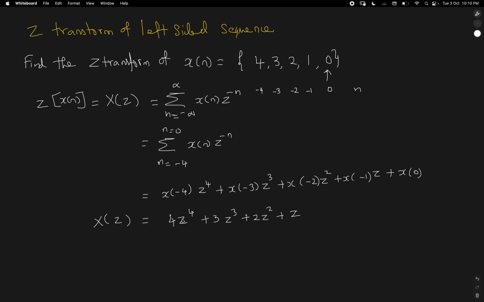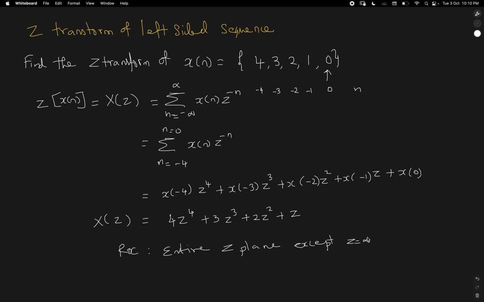Then the next part is we have to define the region of convergence for the given x of z. Here the ROC is defined as the entire z plane except z is equal to infinity.